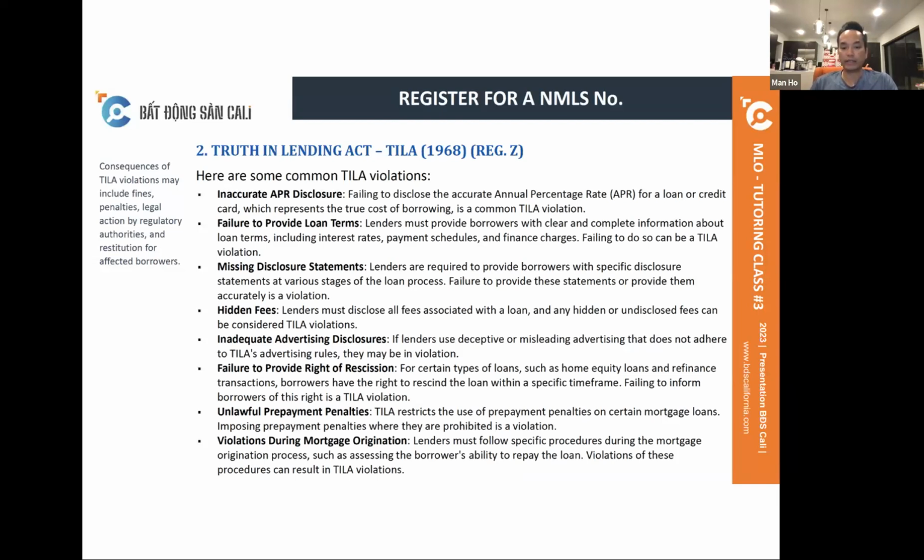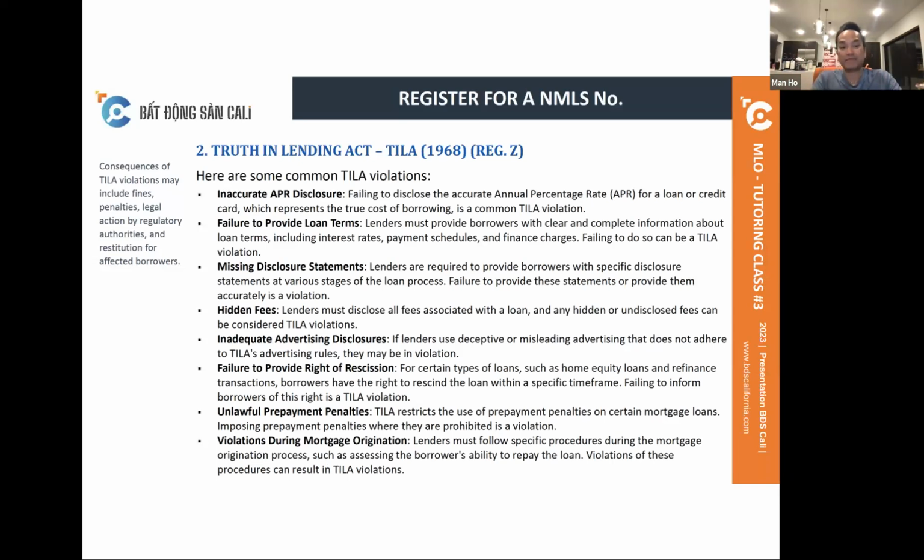Violations during the mortgage origination: the lender must follow specific procedures during the mortgage origination process, such as assessing the borrower's ability to repay, right? I mentioned that. We need to assess and make sure the borrower has the ability to repay the loan. If you cannot prove that this borrower has the ability to repay, then you are in violation. You just issued a loan, knowing that the person may not have the ability to repay the money. A lot of good stuff, right?